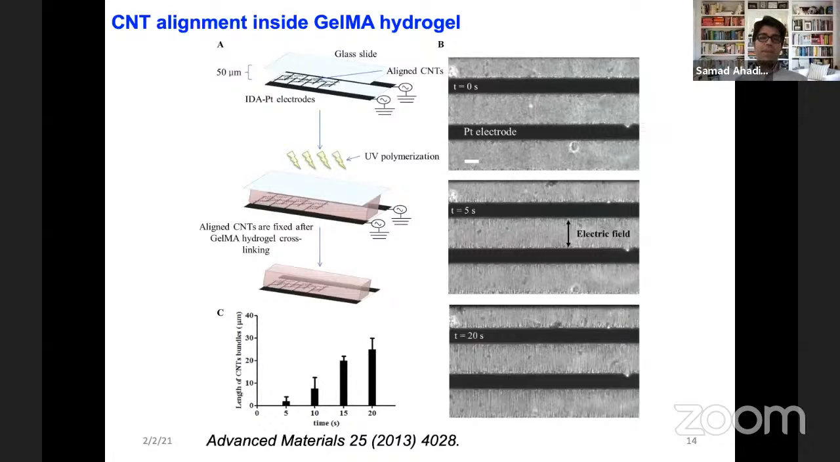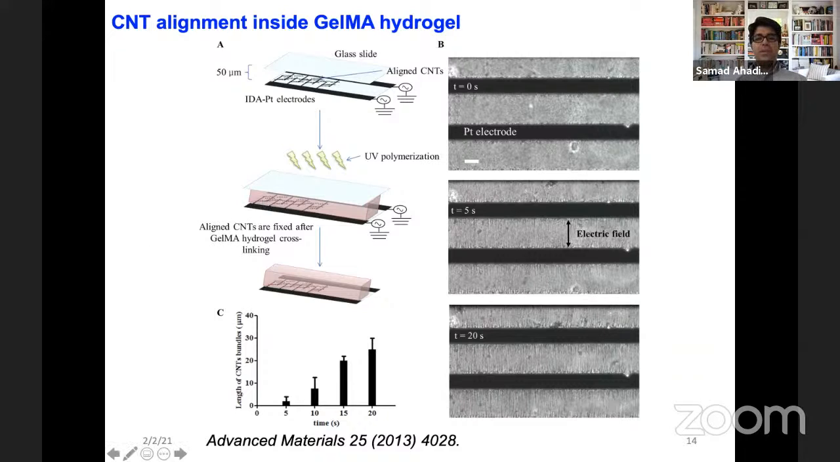And in the next step, we tried to align the CNT inside of the GelMA hydrogel systems. And in order to do that, again, we fabricated the interdigitated platinum electrode on the glass slide. We mounted a glass slide on top of that, and the thickness was 50 micrometers. And after that, we introduced the CNT encapsulated in the GelMA pre-polymer. We applied the AC electric field, a non-uniform electric field. And after less than 1 minute, we got highly aligned CNT inside of the GelMA hydrogel.